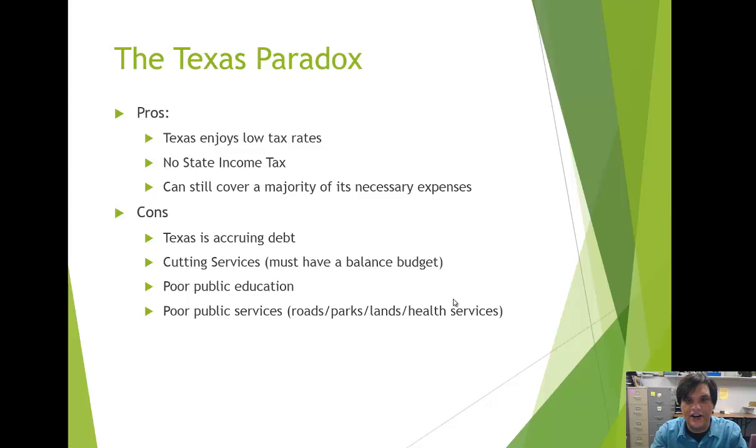Here's the Texas paradox, though. Pros. Texas enjoys low tax rates. That's a very overall statement because we don't pay income tax. We enjoy low tax rates overall, besides maybe sales tax, which is on national average, but we do enjoy those low tax rates. We have no state income tax. That's also a pro of living in a low-income state. And we can still cover a majority of its necessary expenses.